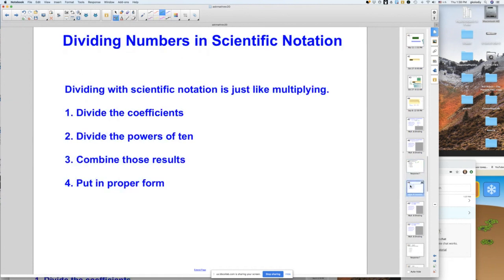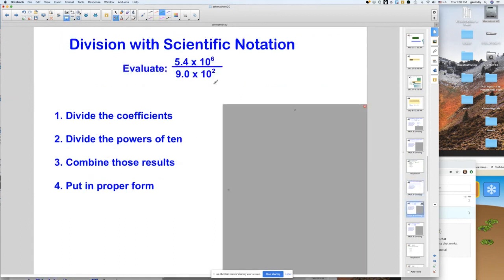So let's talk about dividing numbers in scientific notation. Dividing with scientific notation is just like multiplying. You divide the two coefficients, you divide the powers of 10, and combine these results. The thing to remember is, let's say you have a number like this. So you're going to divide 5.4 divided by 9. So you get out your calculator, whatever it is.